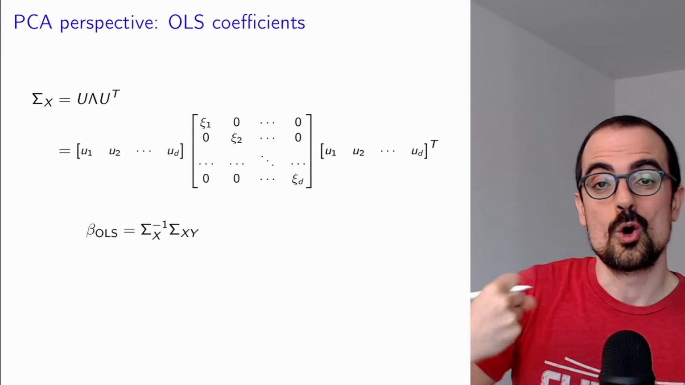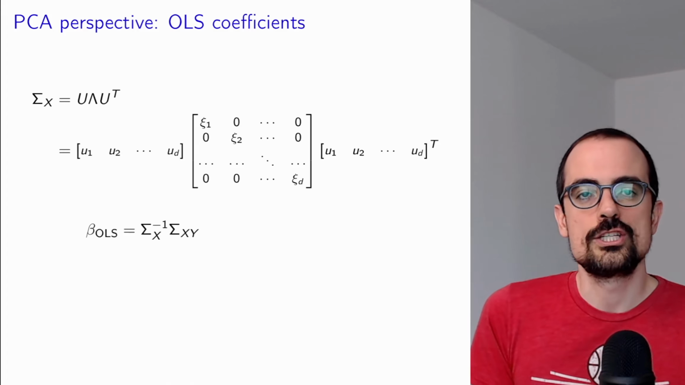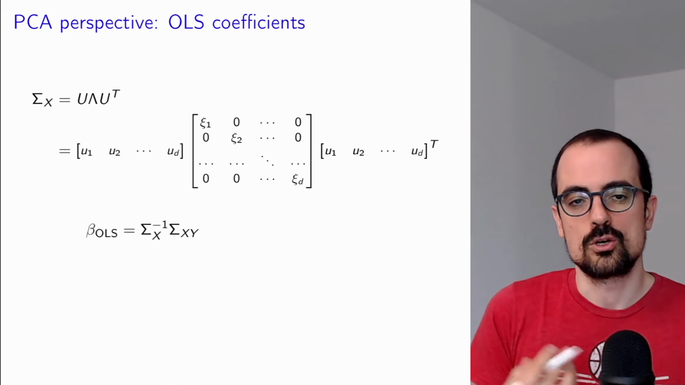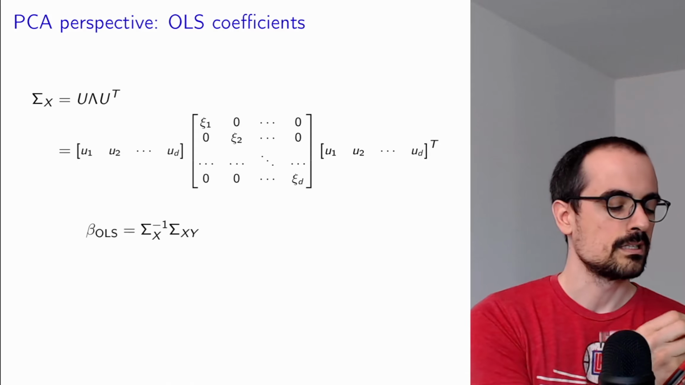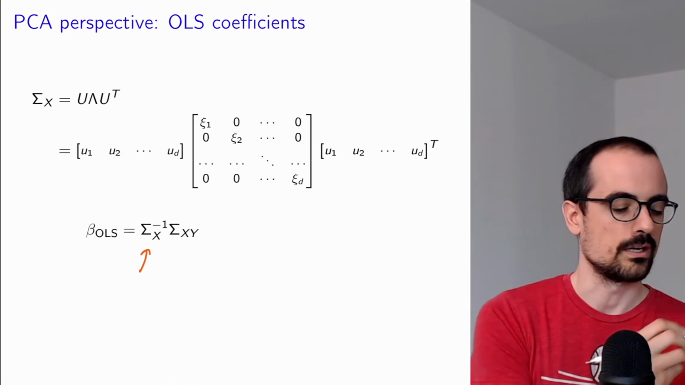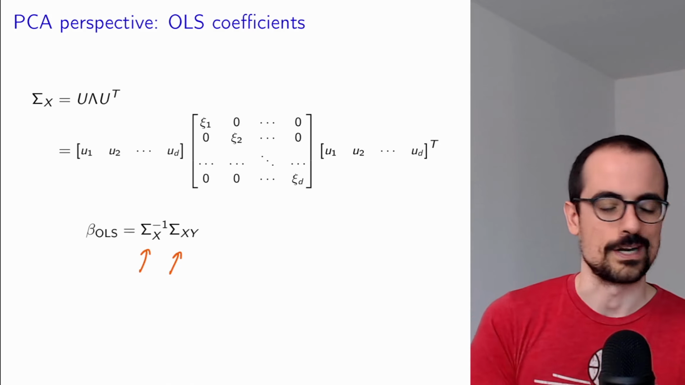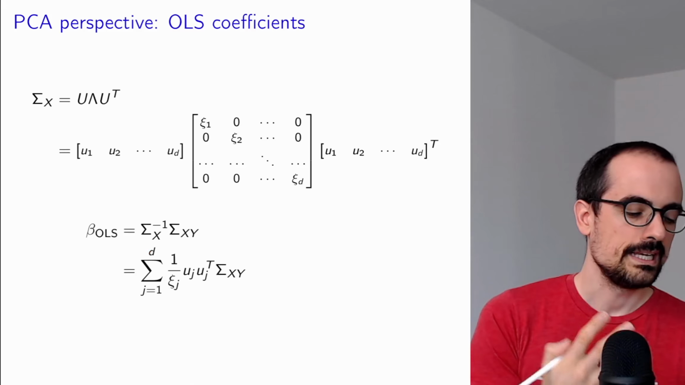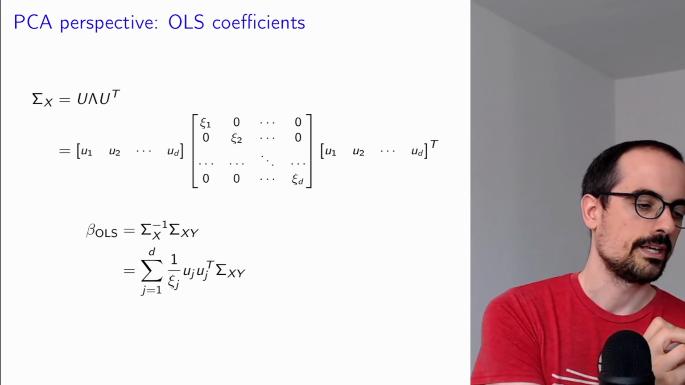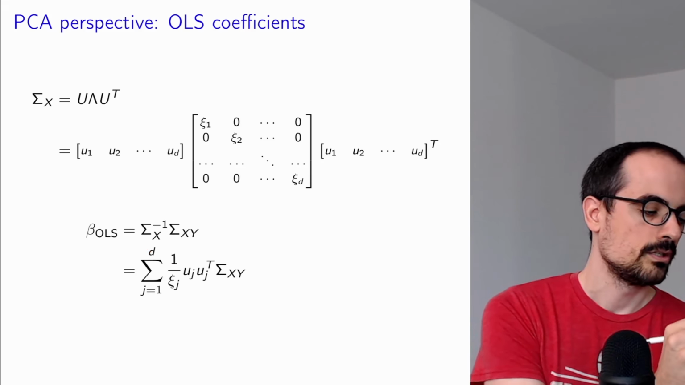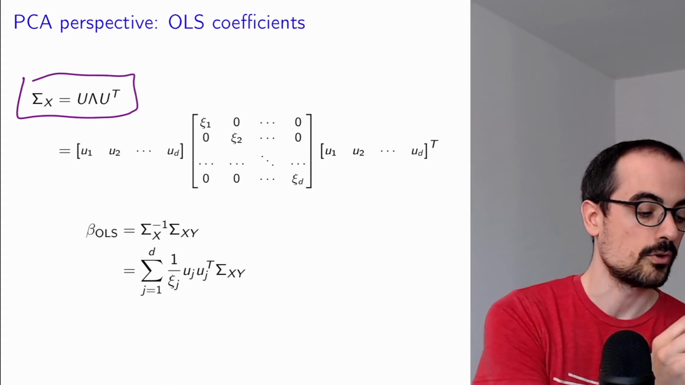In the OLS video, as I have mentioned before, we saw that the OLS coefficients can be written as the inverse of the sample covariance matrix times the sample cross covariance. If now we write this, and maybe here I'll give you some more details, the sample cross covariance is of this form.